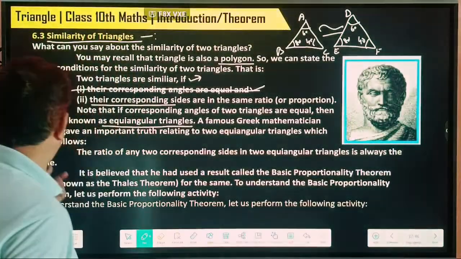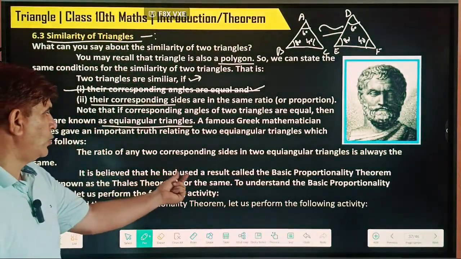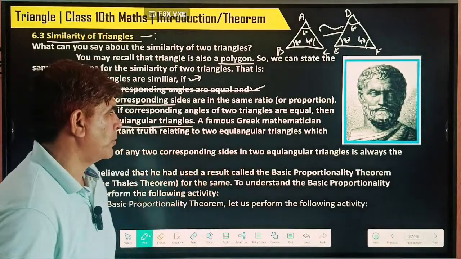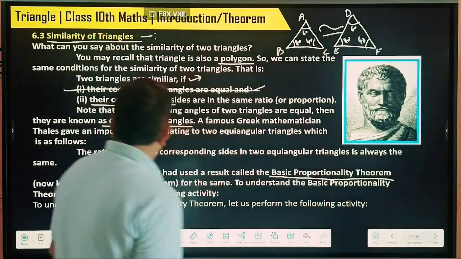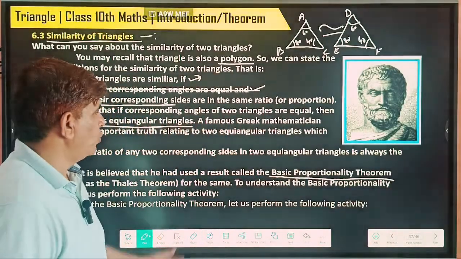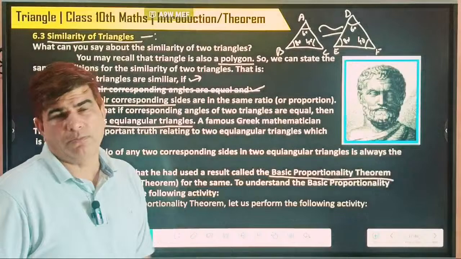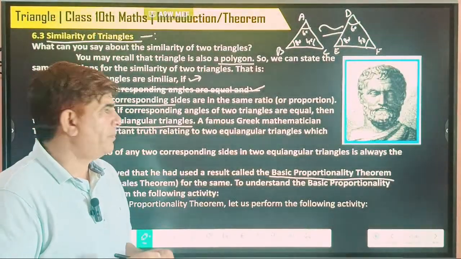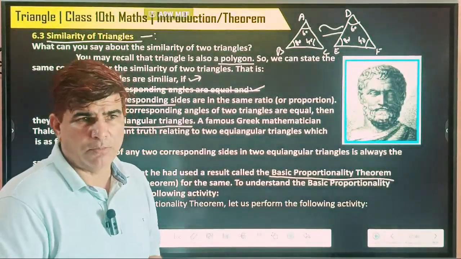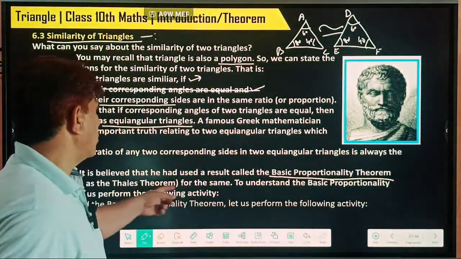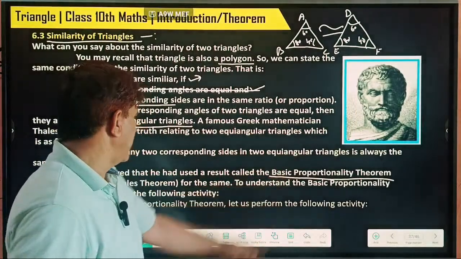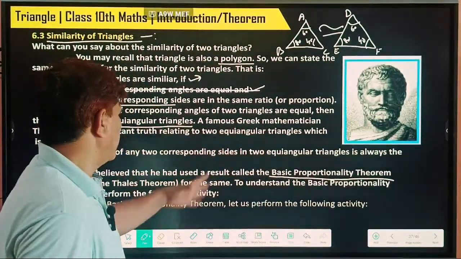So what does it say? It is believed that he had used a result called the basic proportionality theorem. That is believed. He used the basic proportionality theorem. That theorem you can call BPT, basic proportionality theorem, known as Thales theorem. To understand the basic proportionality theorem, let us perform the following activity.